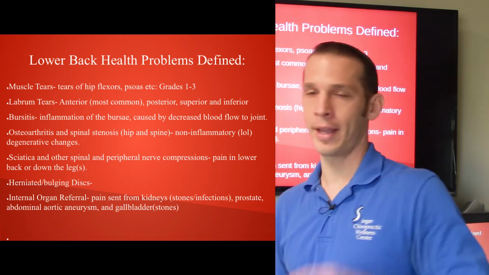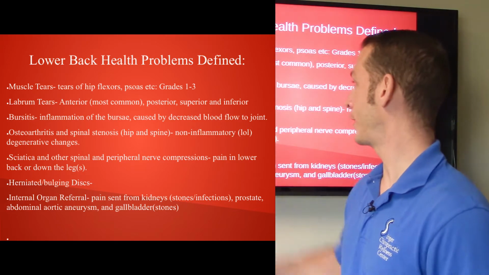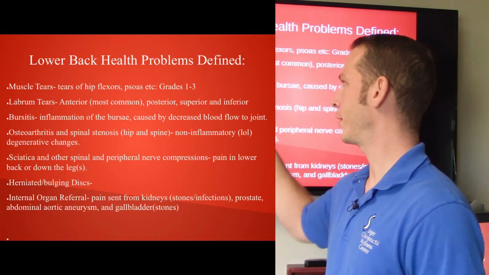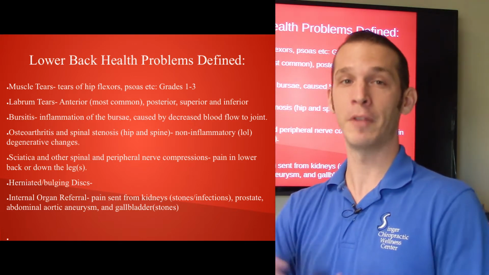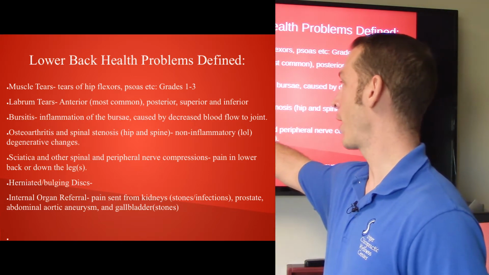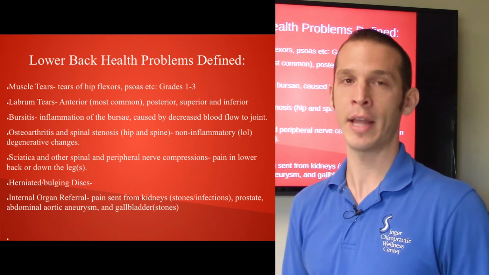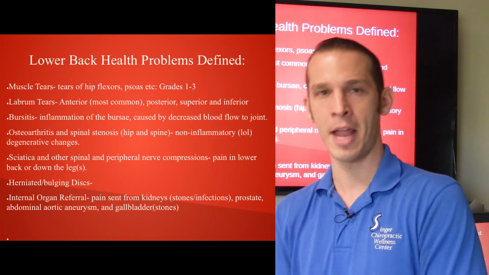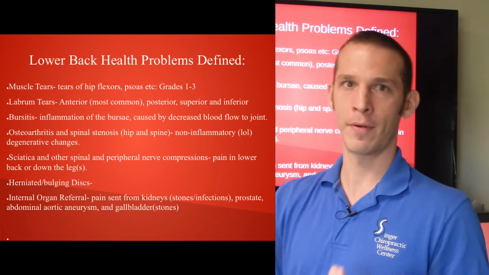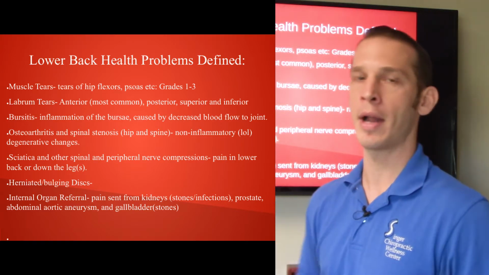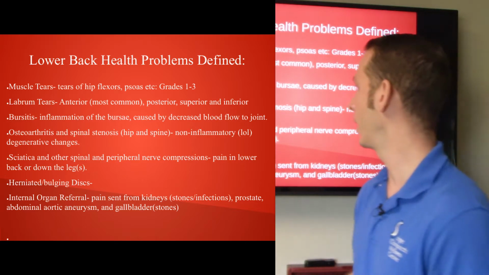Osteoarthritis. Now, it's an interesting term, because arthritis generally means inflammation of, but osteoarthritis is actually non-inflammatory. It's more of a degenerative change that is caused by misalignments of both vertebrae as well as other joints in the body, like the arms or the hips.